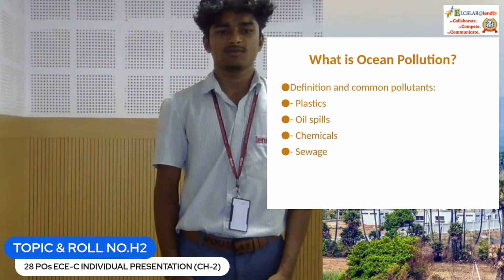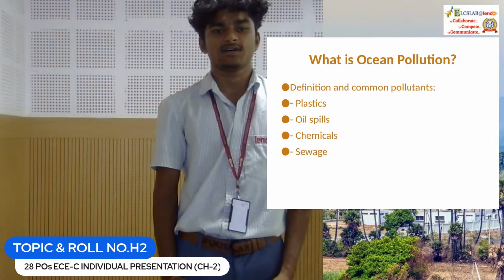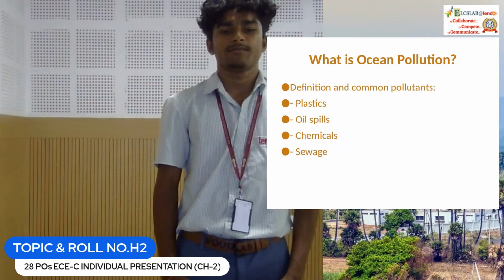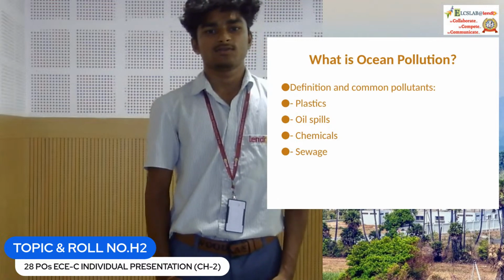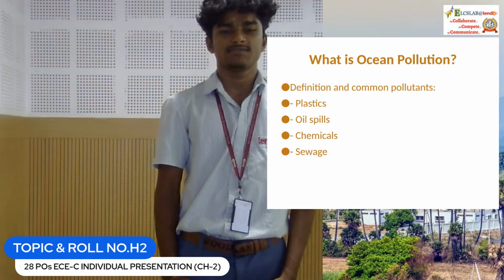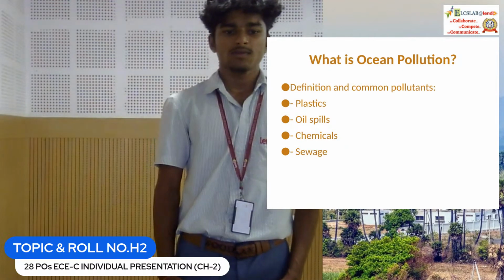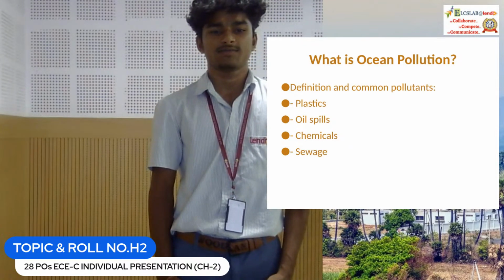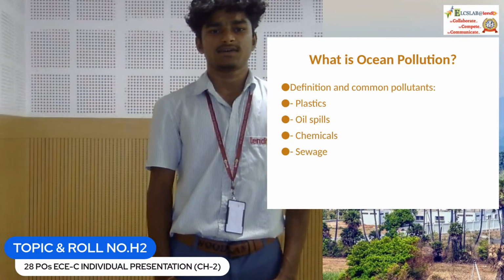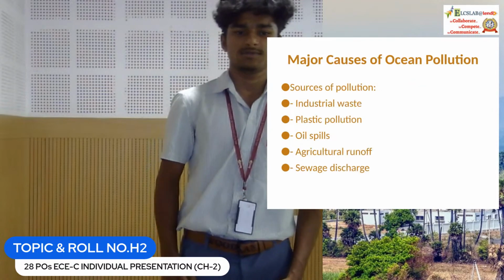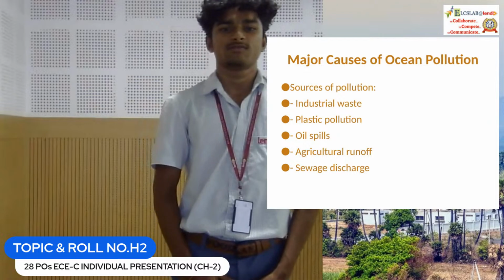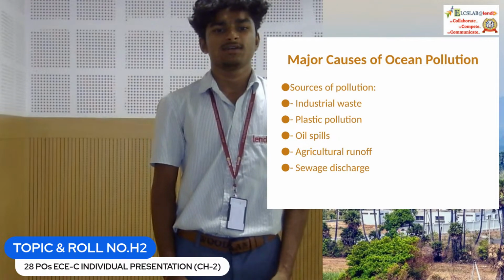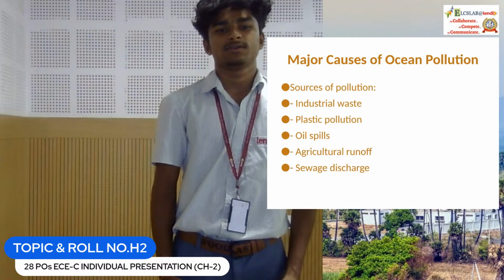The chemicals are mostly used in fish harvesting. The chemicals are extracted from the oceans, so the oceans are polluted. Sewage is nothing but the wastages of all types of plastics, etc., which pollute the oceans. Major cause of ocean pollution. Sources of pollution: industrial wastes, plastic pollution, oil spills, agriculture runoff, and sewage discharge.